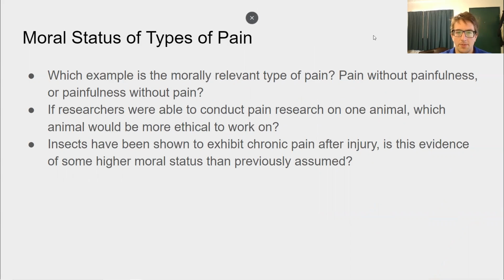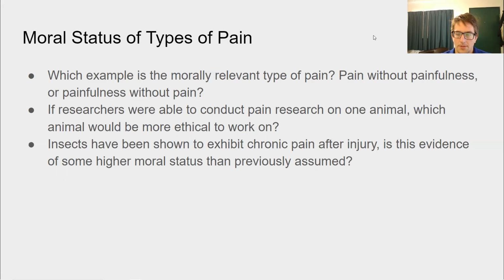So the moral status of types of pain. Which example, pain without painfulness or painfulness without pain, is more morally relevant? In which case would it be more wrong to induce pain? Intuitively, most people pick the patients who actually can sensorily discriminate pain but are unable to care about it, pain without painfulness. This elucidates our common sense definition of pain, that we have to care about it. You can't be in pain if you don't care about it. The sensory element is something that is not necessary or sufficient for pain.